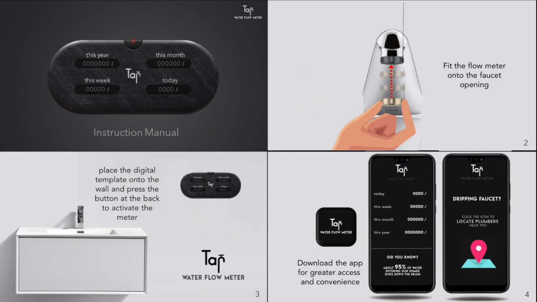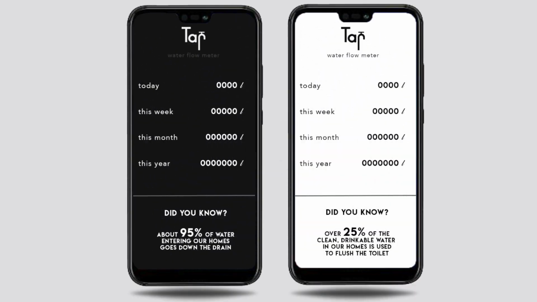Each unit of product comes with an instruction manual. It's heavily pictorial. You put the faucet over the opening, you place the digital template onto the wall, press the button, and then I highly recommend that you download the app. The app is meant not only for convenience but also added features. The app helps you track your water usage via your phone. All values are delivered to your phone. It also has a few facts so that you're more aware about water consumption and the crisis that accompanies it.